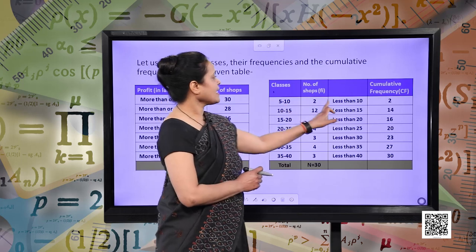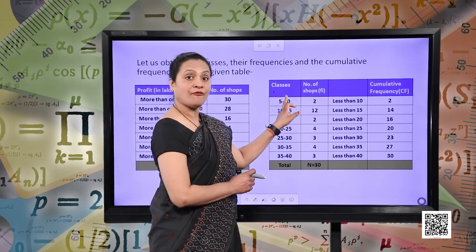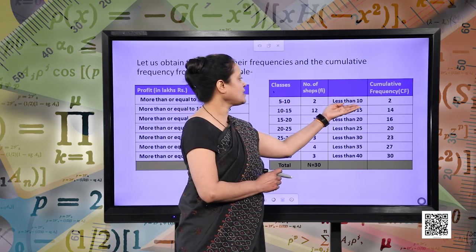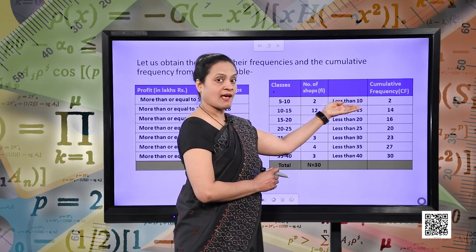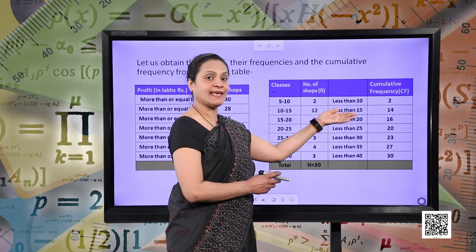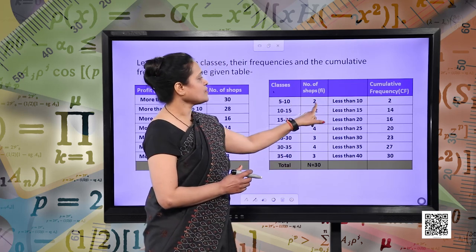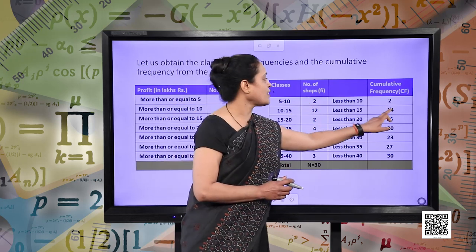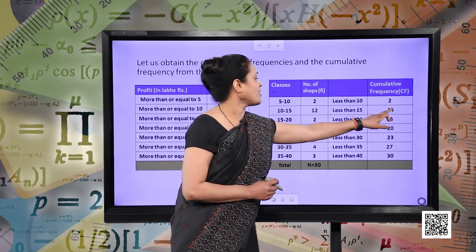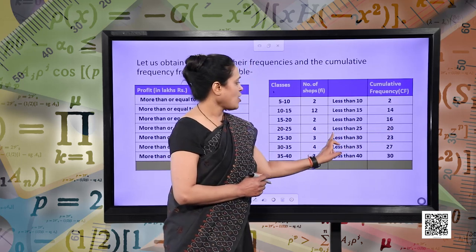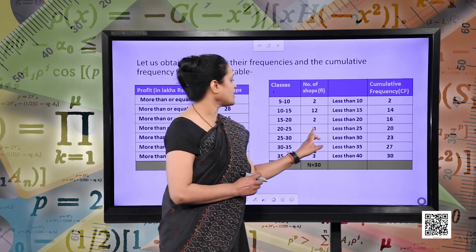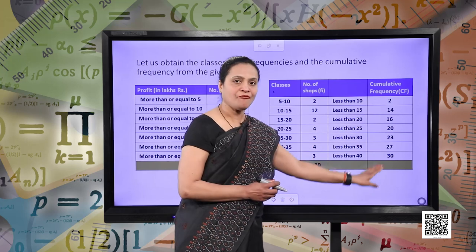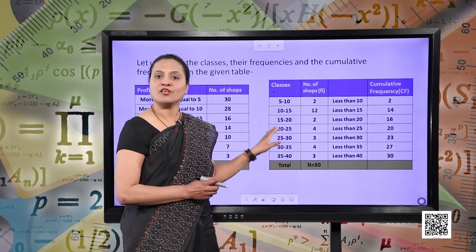So, we will take less than 10. You know that for less than we take the upper class limit of each class interval. So, here we are going to take how many shops are there which are earning profit less than 10 lakhs of rupees. You can see there are two shops. Less than 15, it will be 12 plus 2, that is 14. Less than 20, it will be 14 plus 2, that is 16. For less than 25, it will be 16 plus 4, that is 20, and so on. You can write cumulative frequency of less than type for each row.